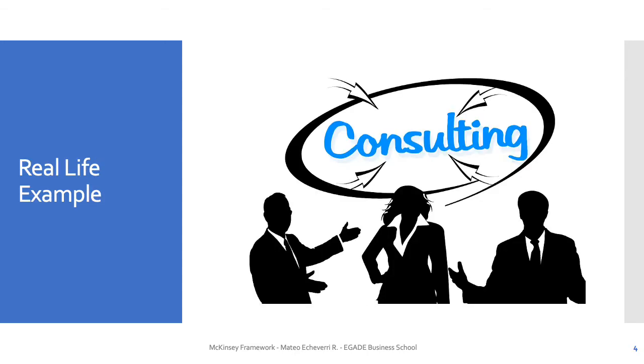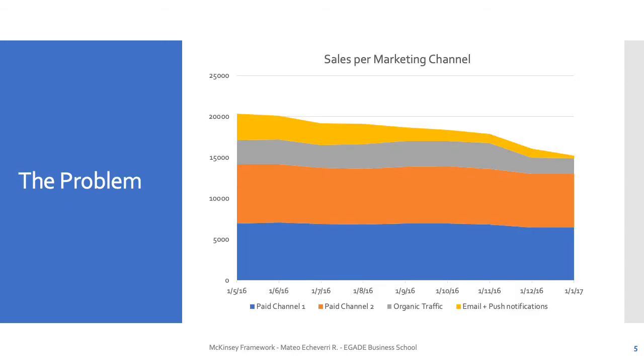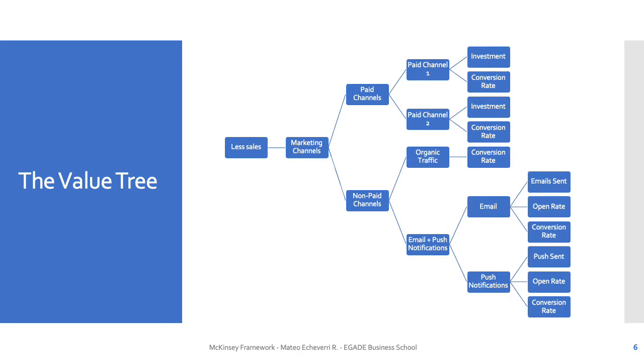Now, let's see how we can apply this model in a real life example. In 2016, we got a call from an e-commerce company, the biggest e-commerce company in Colombia, because they identified that their sales dropped from month to month constantly through the whole of 2016. So they had already identified the problem, and we decided to use the value tree model. We decided to draw the value tree based on the marketing channels, as they had already identified that there was a problem with one specific channel, email and push notifications.